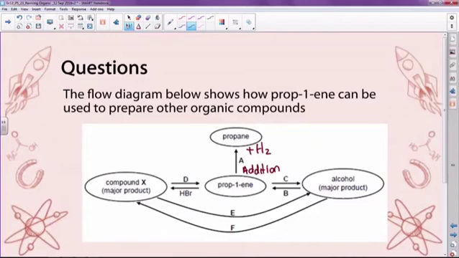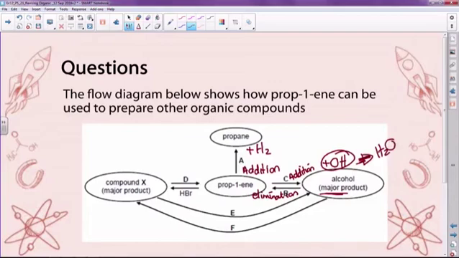Then we go from prop-1-ene to an alcohol, and they want the major product. We'll talk about those later. The only way that can happen is if I'm adding OH to this. That means it's also an addition reaction. The opposite of an addition reaction, when we go back to propene, would be an elimination reaction, because we're actually going to take water out. And so we probably didn't just add HO. This is a condition, so we probably did it with water. We'll look at that a little bit later.